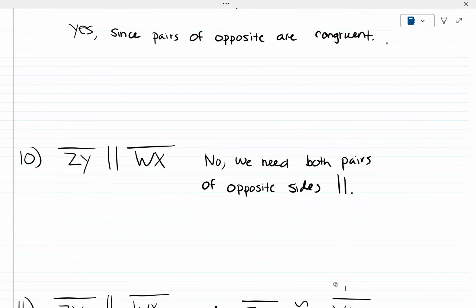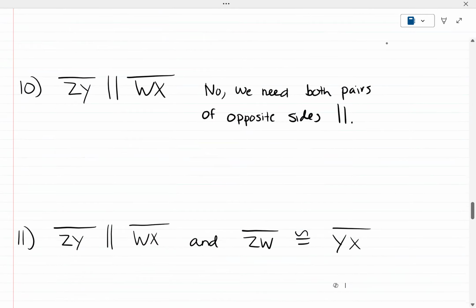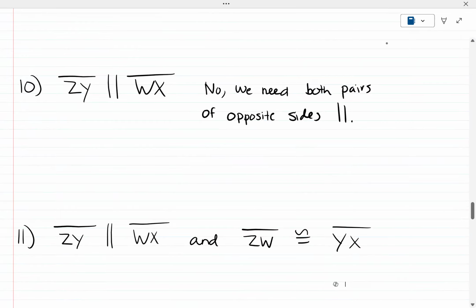Okay, let's move on to 11. I think 11 is very similar to 10. Is line segment ZY parallel to WX and then line segment ZW congruent to YX? So if they are parallel, that means they also have to be congruent. There's nothing that says parallel, so I'm going to say no.